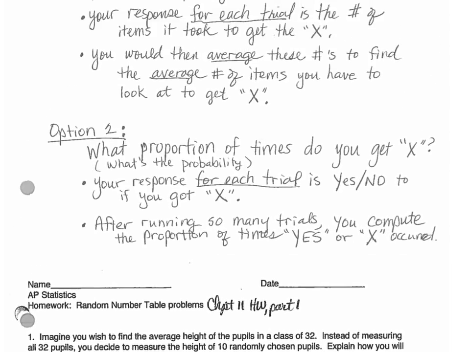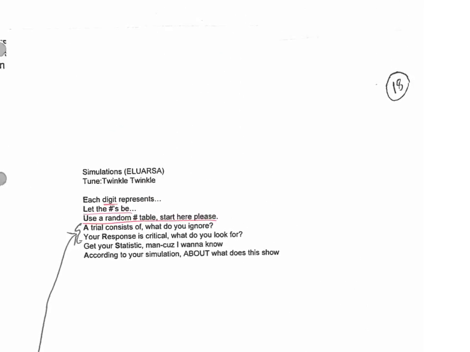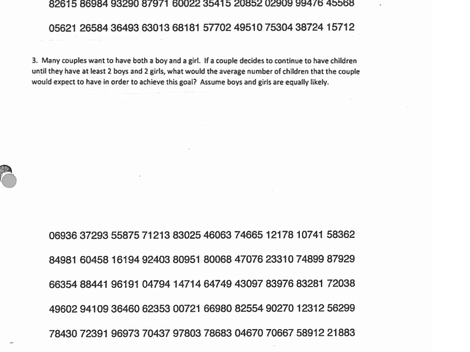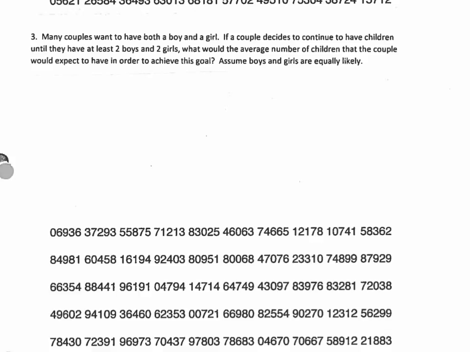So coming back up here to the problem we're working with, this couple has it in their mind that they need to have at least 2 boys and 2 girls. We're going to let each one-digit number represent a child from this couple. So each digit represents a child, and we let the numbers be something. What numbers do you want to be what?